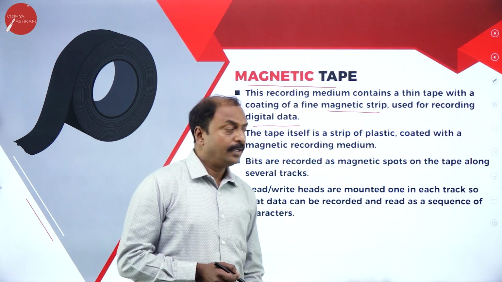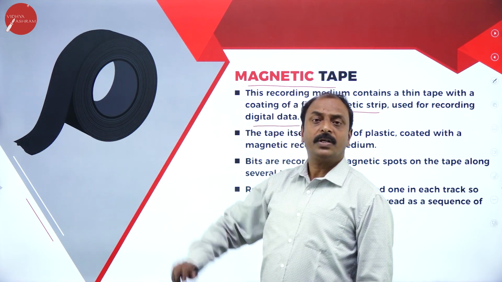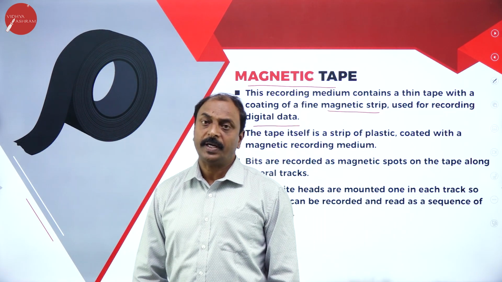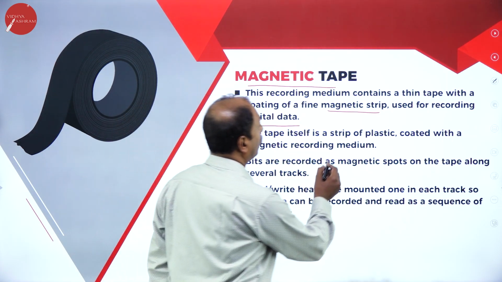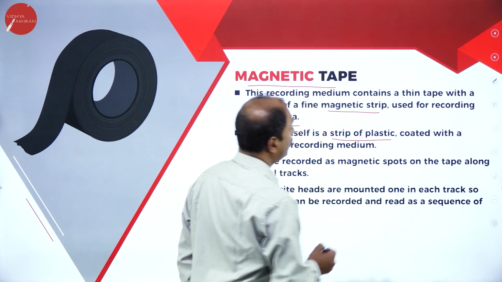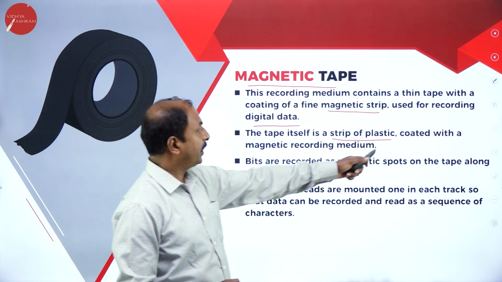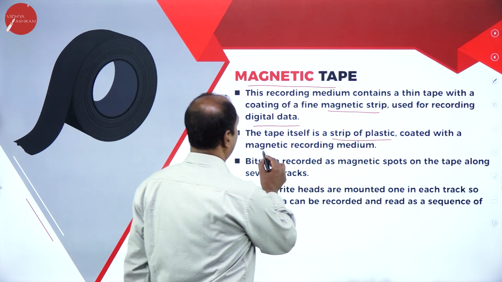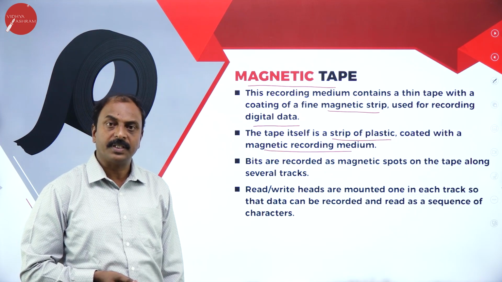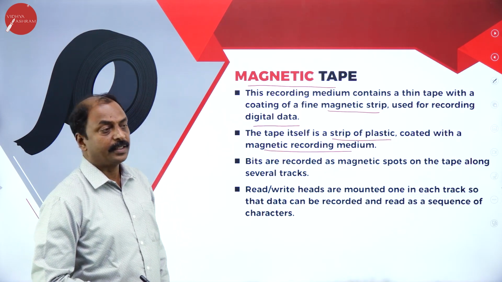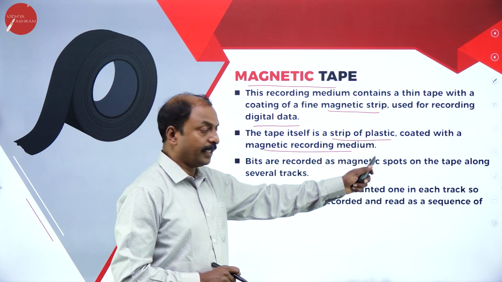The difference is that these magnetic tapes are different in size and shape, and the tape itself is a strip of plastic. As I told you, it is made of plastic material and coated with magnetic recording medium. In the previous hard disk, the device you have seen, the central disk was also coated with magnetic recording medium.